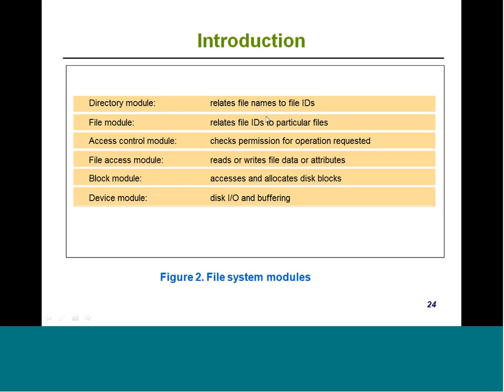The directory module essentially has all the file handles that are in that particular directory. These are the file IDs; the file handles are also known as the file ID. So the file names are related to the file IDs using the directory module. The file module keeps all the file IDs and correspondingly where each file is located, and all those details. The access control module is the permission checker. We already know that there are three types of permission: read, write and execute. The access control module checks for these permissions and whether certain operations are allowed or not allowed.